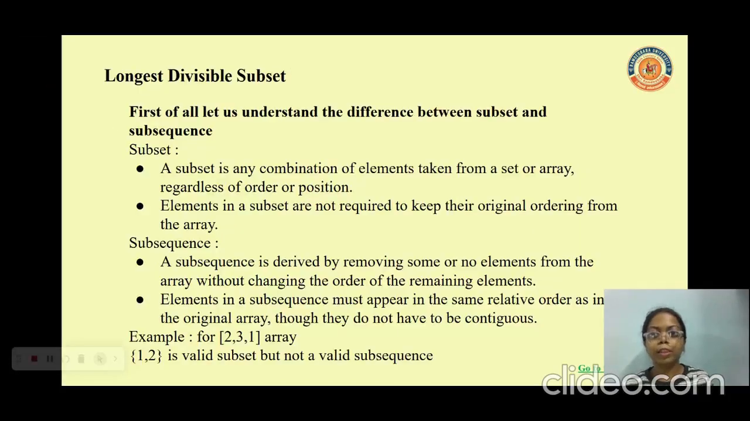So our next problem is the longest divisible subset. Here it is longest divisible and subset. Subset means something in which order doesn't matter, and subsequence is something in which order matters. If we have numbers 2, 3, 1, then 1, 2 will be a valid subset, but it will not be a valid subsequence.